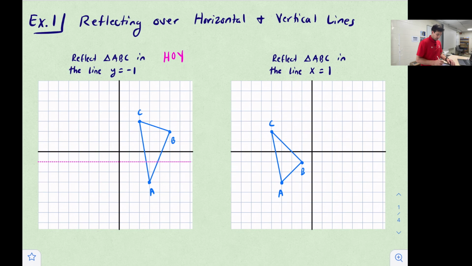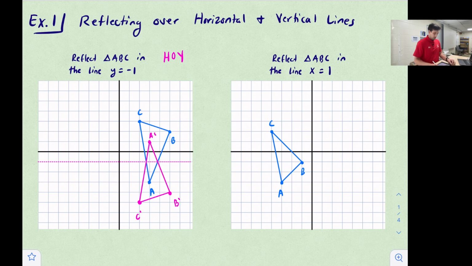Right now point A is 2 units below this line. So 1, 2, so point A prime will be 2 units above the line. B is 1, 2, 3 units above, so it'll be 1, 2, 3 units below the line, so B prime. And C is 1, 2, 3, 4 above, so it'll be 1, 2, 3, 4 below. So there's C prime. Now we can connect our points, and we should have our triangle. Notice, same size, same shape, we just reflected or flipped it over that axis of symmetry.